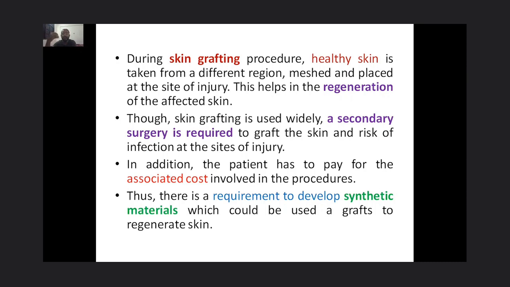In addition to that, the patient has to pay a lot of cost associated with this, particularly involved in the secondary procedure, surgery, all these things. Thus there is a requirement to develop some synthetic materials which could be used as grafts to regenerate skin, so that we can avoid the surgery and the associated cost.